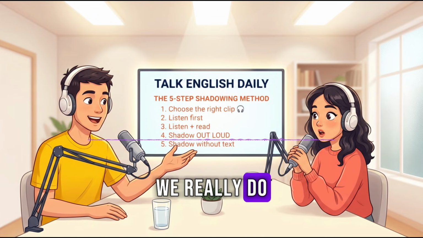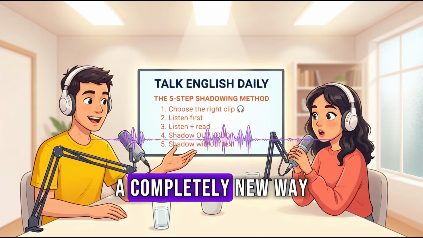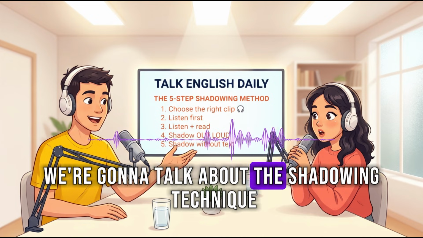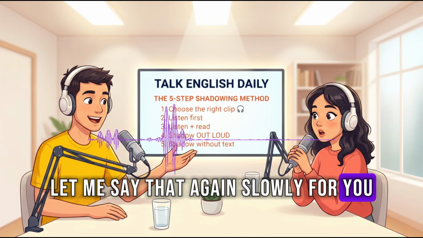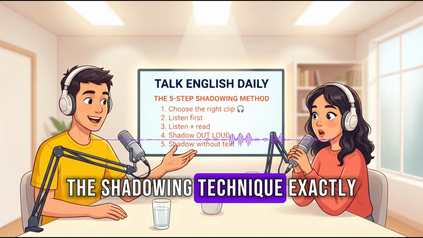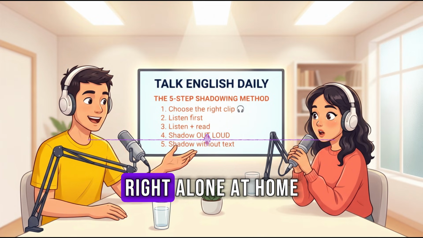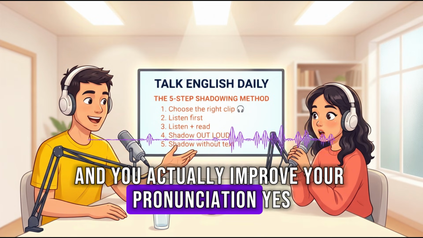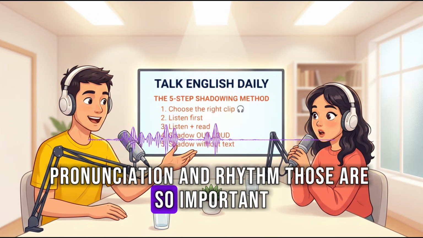Today, we are talking about a totally new way to learn. We're going to talk about the shadowing technique. Let me say that again slowly for you. The shadowing technique. This is how you practice English alone at home, and you actually improve your pronunciation and your rhythm. Those are so important.